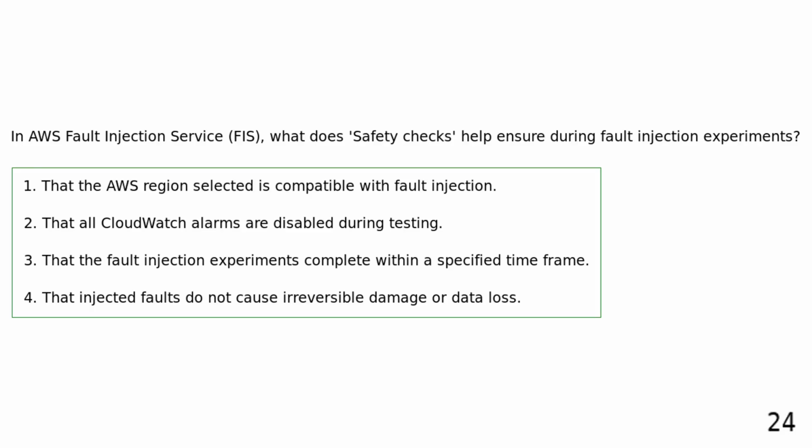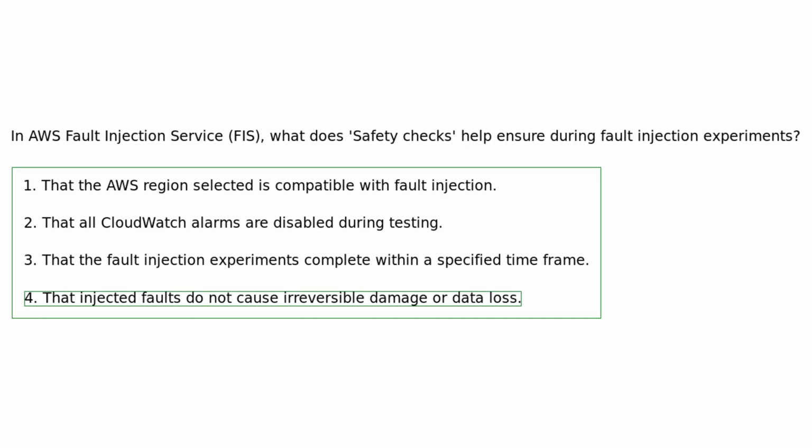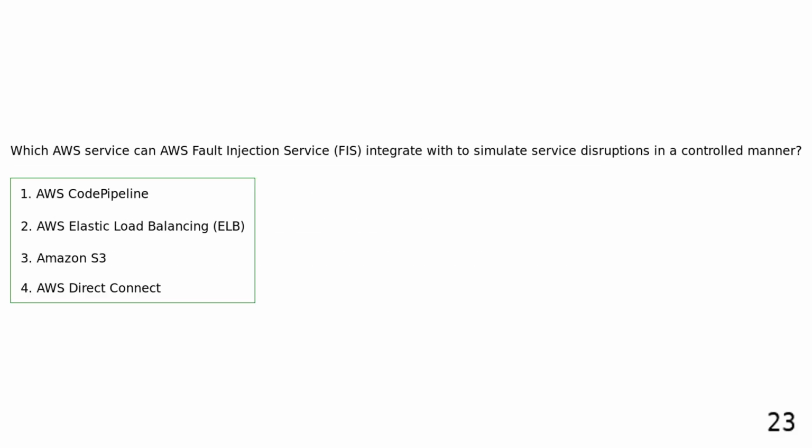In AWS Fault Injection Service, what do safety checks help ensure during fault injection experiments? That the AWS region selected is compatible with fault injection. That all CloudWatch alarms are disabled during testing. That the fault injection experiments complete within a specified time frame. That injected faults do not cause irreversible damage or data loss. Safety checks in AWS Fault Injection Service help ensure that injected faults do not cause irreversible damage or data loss during fault injection experiments.